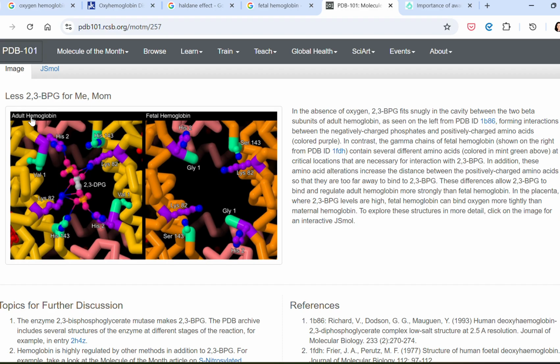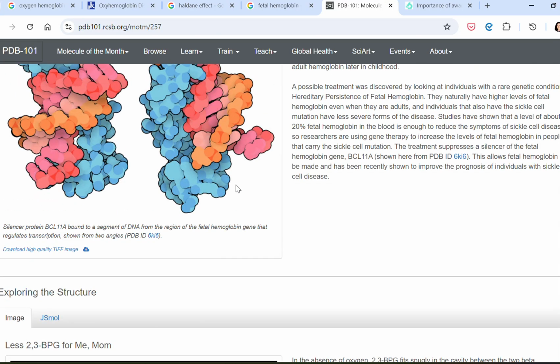Here it shows the picture of it, and the amino acids are marked. This is histidine, again histidine. They are forming the bonds with 2,3-DPG, but in fetal hemoglobin different amino acids are located. So probably this is the only difference between the beta chain and the gamma chain that's present in babies.